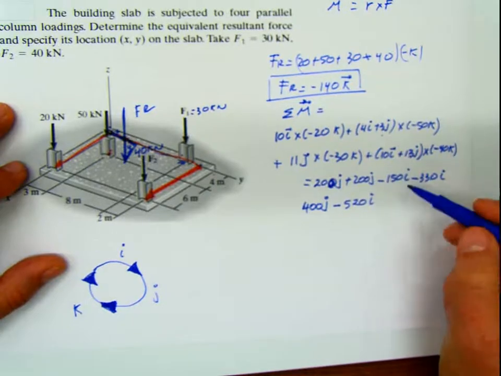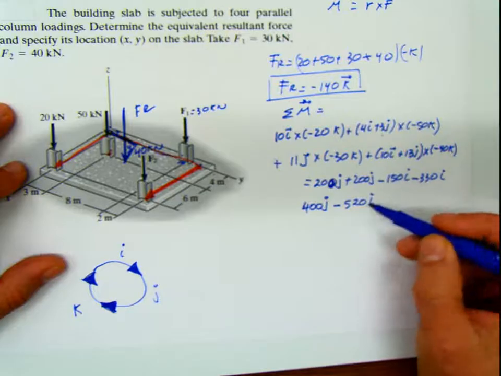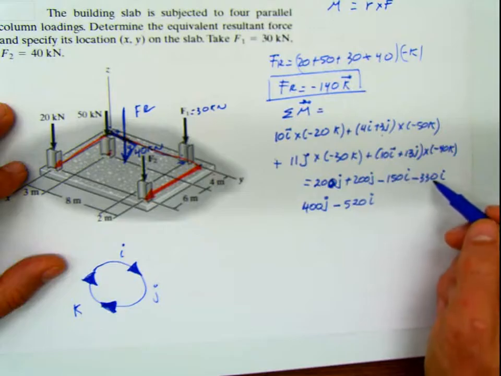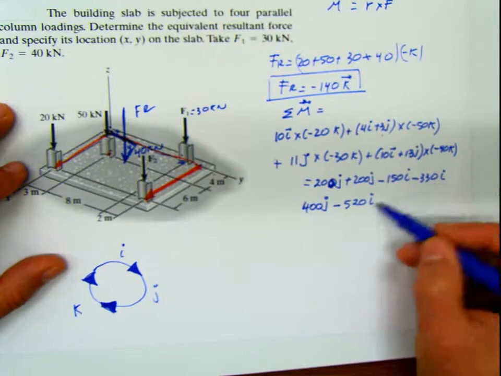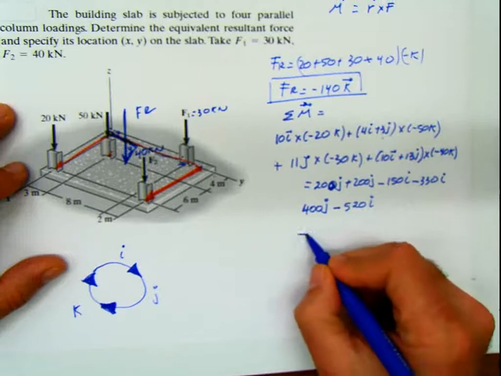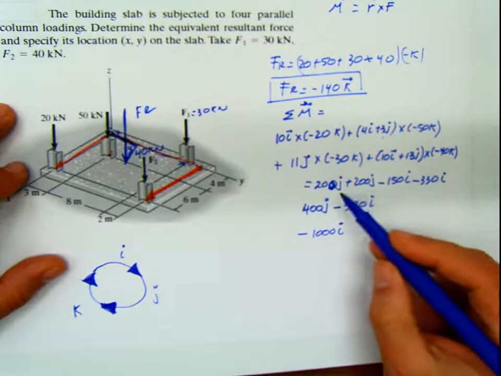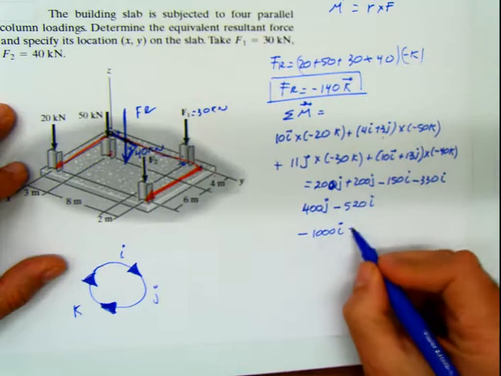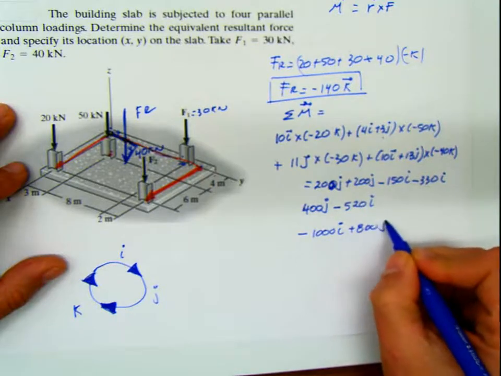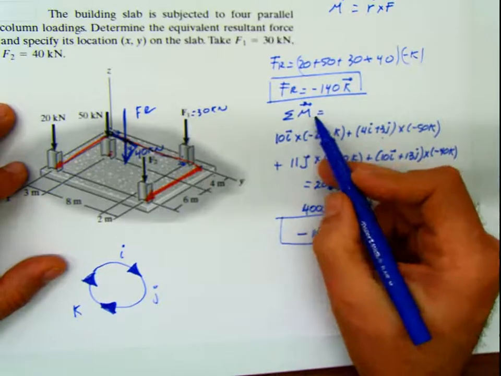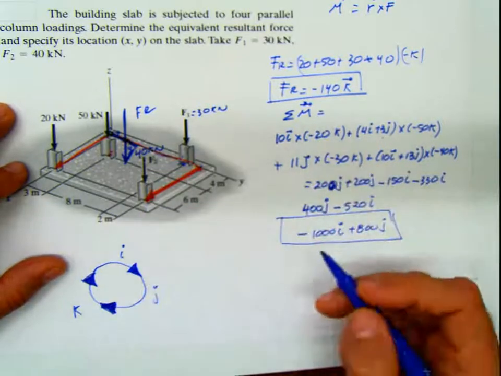Then you add everything that is in i together and everything that is in j together, and when you do that, you get this plus this, which is negative 1,000 i and 800 j. That is the summation of moments of all the individual forces.